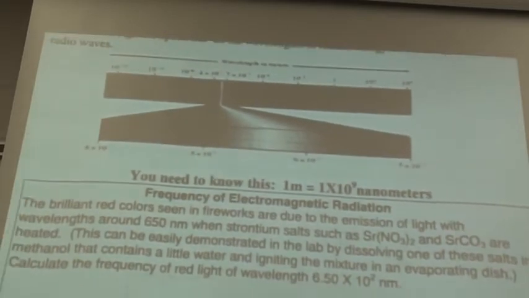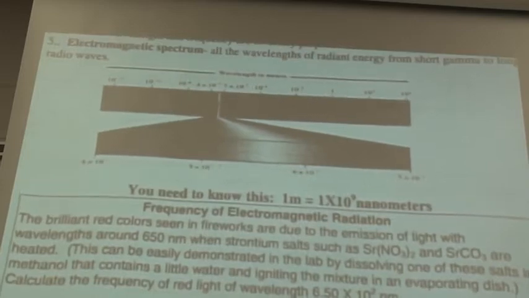The brilliant red colors seen in fireworks are due to the emission of light with wavelengths around 650 nanometers when strontium salts such as strontium nitrate and strontium carbonate are heated. This can be easily demonstrated in the lab by dissolving one of these salts in methanol that contains a little water and igniting the mixture in an evaporating dish.